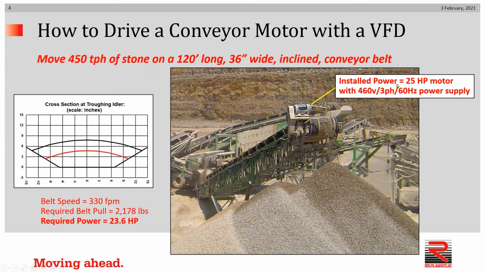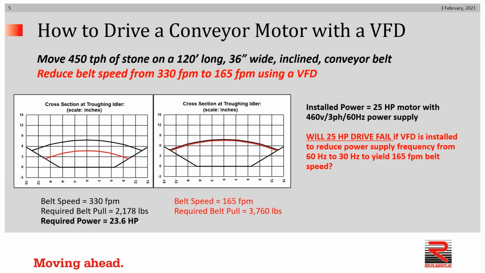So we install a 25 horsepower motor, and because it's convenient, we use a power supply of 460 volts, three-phase, 60 hertz. The question is, if for some reason we want to reduce the belt speed from 330 feet per minute to half that, can we do that by using a VFD and the existing drive motor?